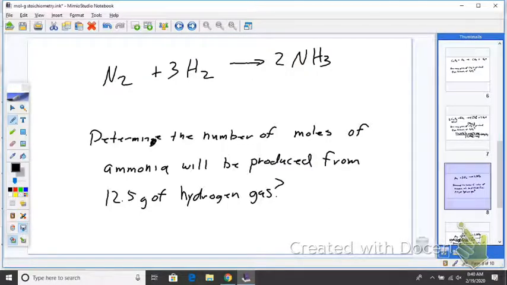So now we're given 12.5 grams of hydrogen. Where do we need to go? What do we need to find? Moles of, this is ammonia. So we got to find moles of ammonia. We got to get down here. Okay? So this is called a mass to mole problem.